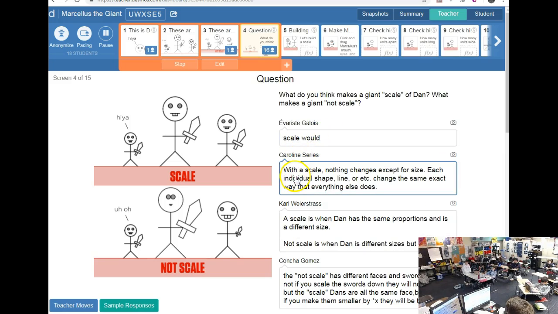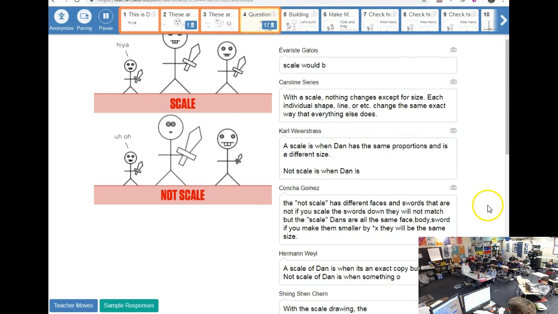Some of these answers: with a scale, nothing changes except for size. Each individual shape, line, etc. change the exact same way that everything else does. That's a pretty solid definition right there. Another: a scale is when Dan has the same proportions, and is a different size.